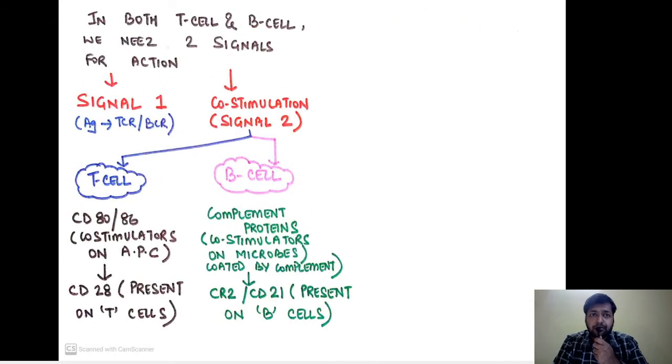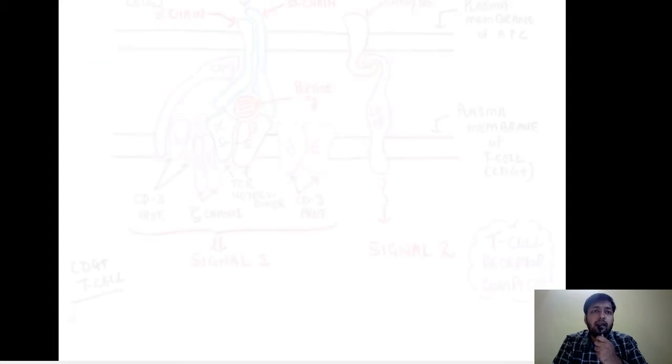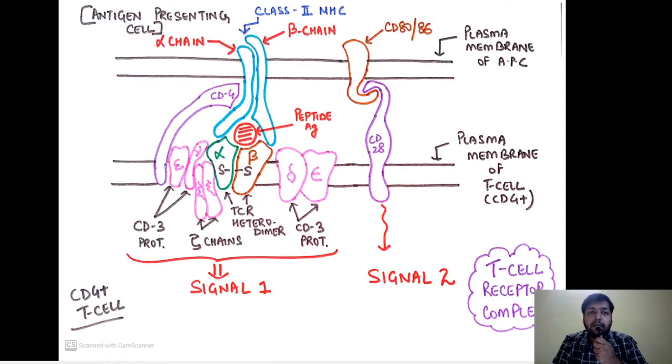Moving ahead, in both T cells as well as B cells, we need two signals. As you will remember, there was signal 1 and signal number 2, that is co-stimulation. If you don't remember, let us revise. This is what the T cell receptor looks like, and this is how the antigen presentation took place. Signal 1 is triggered by the antigen itself, and signal 2 is triggered by the co-stimulators present on the dendritic cells or the antigen presenting cell. At the level of the T cell, CD80 and 86 are acting as co-stimulators for the T cells.